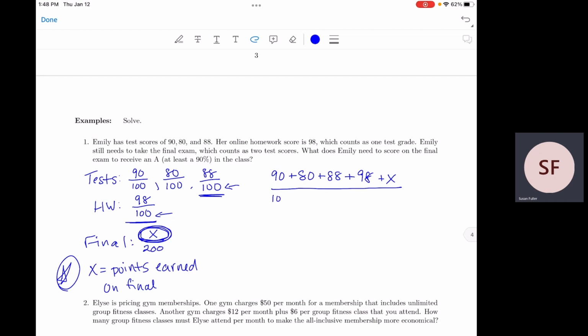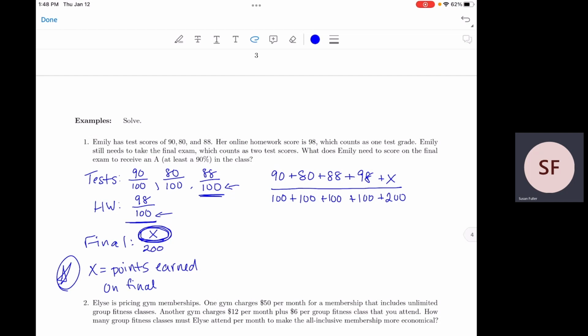So there was 100, another 100, and a third 100 for tests. There was the 100 points for her homework, and there's going to be that 200 points possible on the final. Those are the points possible in the class. When I take the points earned out of the points possible, that's going to give me the percentage written as a decimal. She wants to receive at least a 90% in the class.